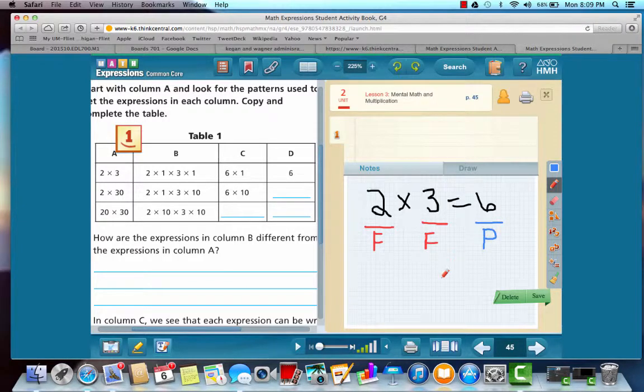Now, what's really unique about multiplication is, and I'm going to have you look over here at this table right here, we have 2 times 3, which is the multiplication problem that I just showed you, and 2 times 30, which is another multiplication equation, and 20 times 30, which is the third multiplication equation that we're going to learn. So the first one, 2 times 3, is going to show you 2 times 1 times 3 times 1.